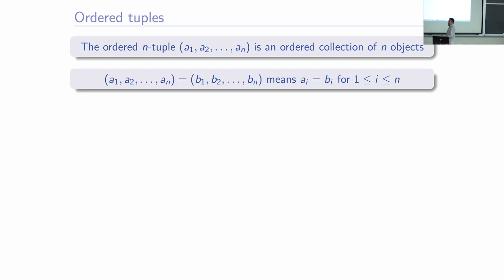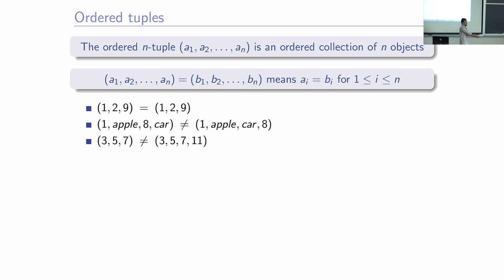Two ordered n-tuples are said to be equal not just if they have the same items. They have to have the same objects at the corresponding locations. So two ordered tuples, let's call them A and B, are equal if A1 is equal to B1, A2 is equal to B2, A3 is equal to B3, and so on. So we say for all i between 1 and n, Ai is equal to Bi, then those two things are equal.